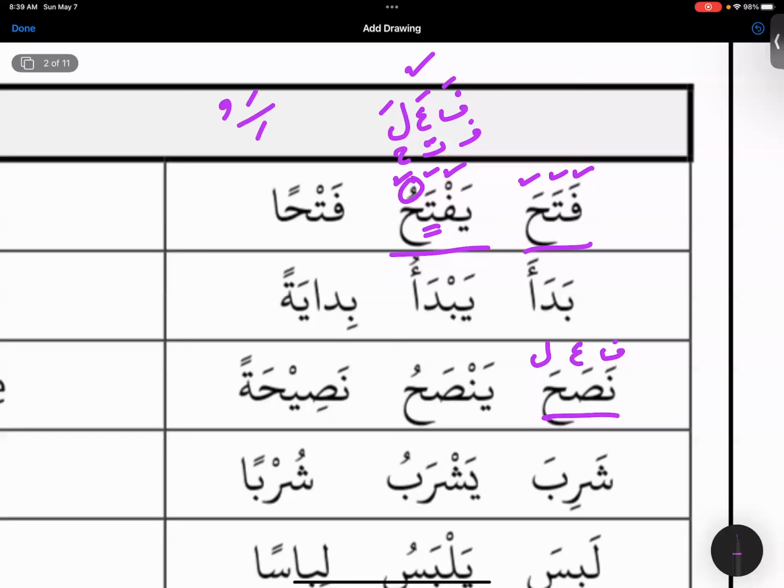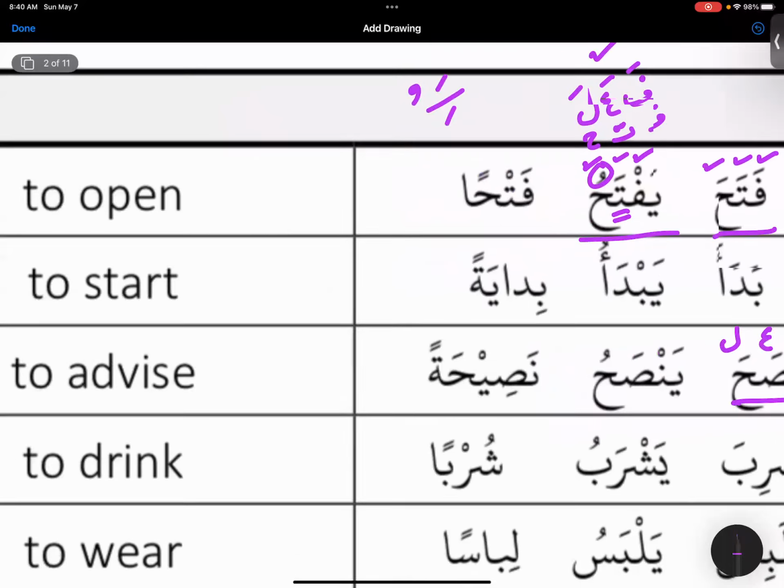Sometimes over here we are seeing that it is taking a sukoon. Because we need to add an alif at the beginning in mudari, it is going to end up having a sukoon on it most of the time.